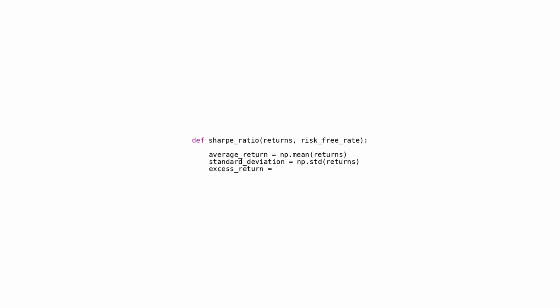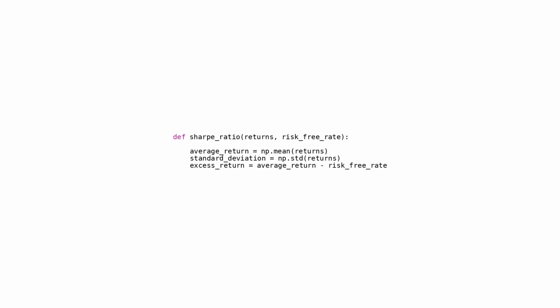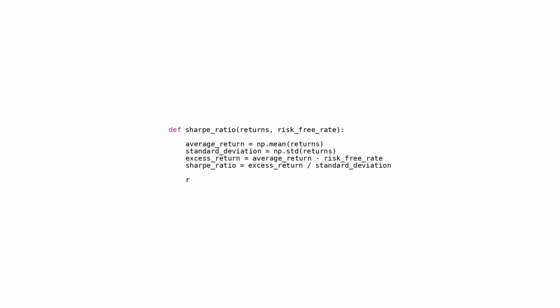For the computation of the Sharpe ratio, the function first determines the average return of the investment, the standard deviation of the returns, and the excess return: average return minus risk-free rate. These computed values are then employed to derive the Sharpe ratio. Lastly, the function returns the resulting Sharpe ratio.